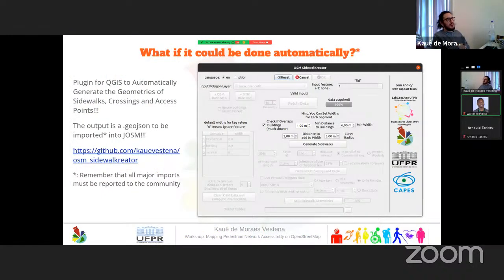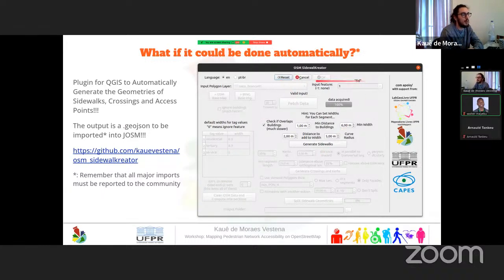So what if all of that could be done automatically? I developed a plugin for QGIS that is available on the QGIS plugin repository. So you can go there, download it and use it. And if you find any issues or bugs, you can go to the repository on GitHub and file an issue, and I'll be glad to answer and try to address it. So this is the interface of it.